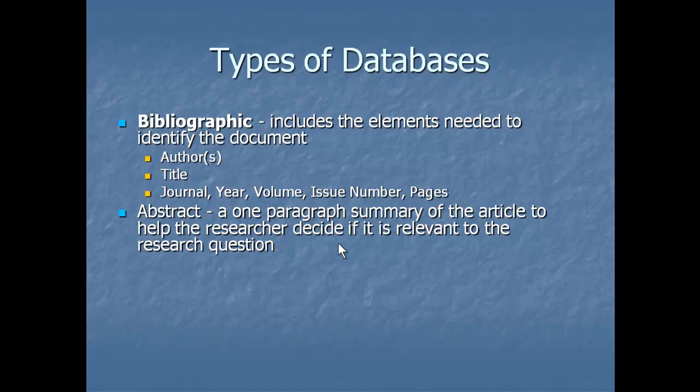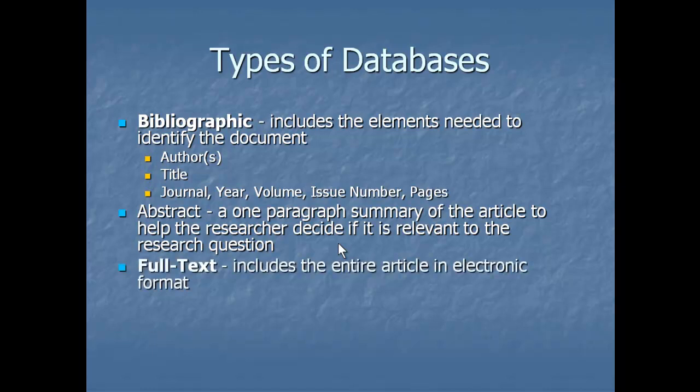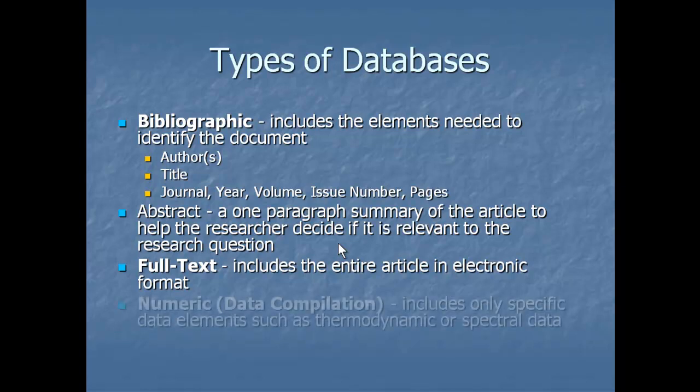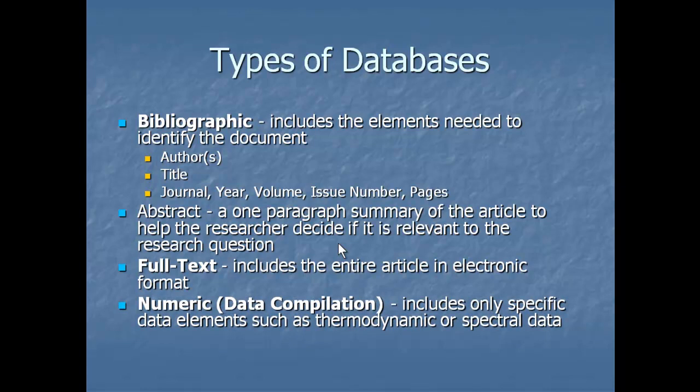So you do a database search, you'll get an answer set, and the answer set has those abstracts, and you can peruse those abstracts as an indication whether the article you've retrieved has the information that you need. There's the full text database, which includes the entire article in electronic format. And very often you'll see that the bibliographic database gives a link to the full text database. Okay, the numeric data compilations, I discussed those in Math 225, like the NIST Webbook and ChemSpider.